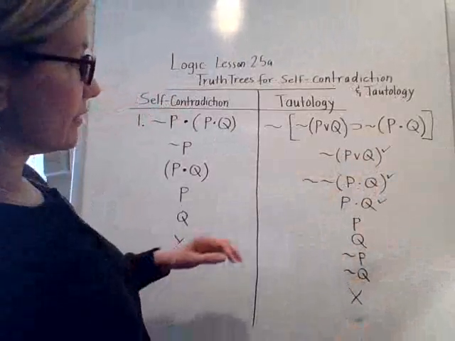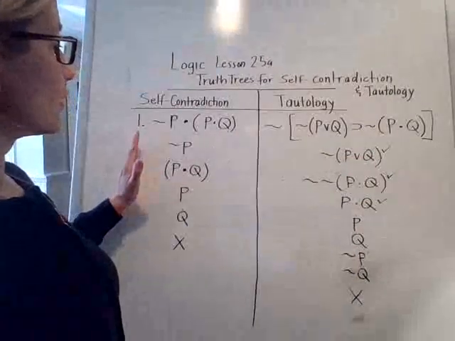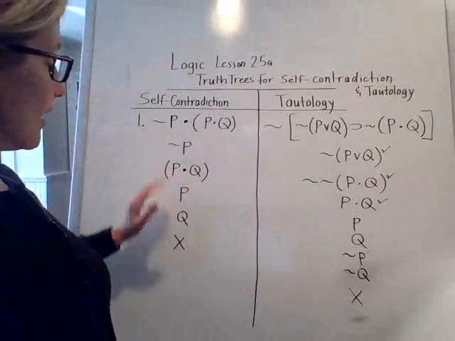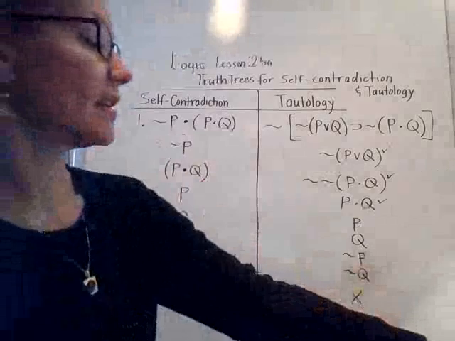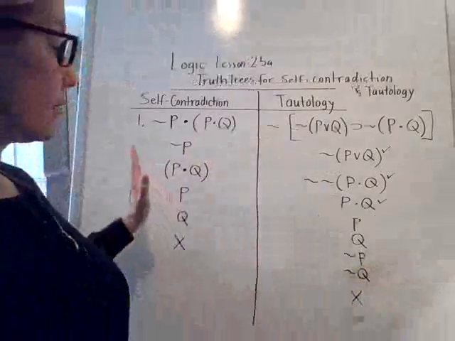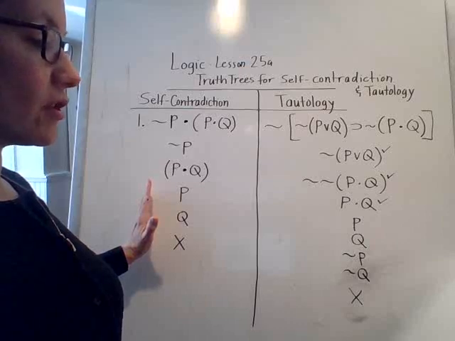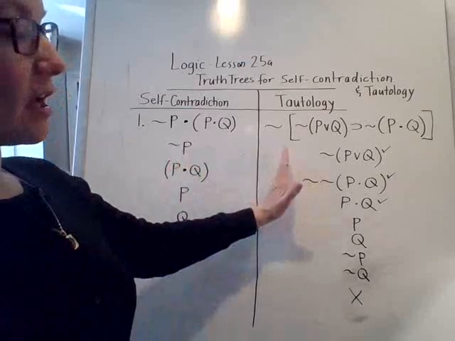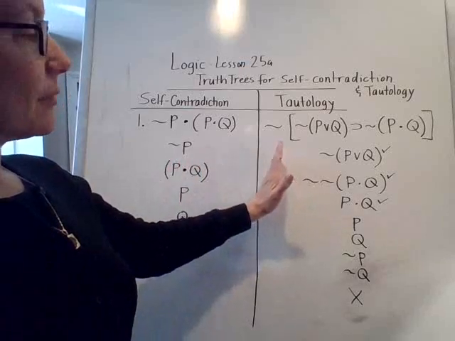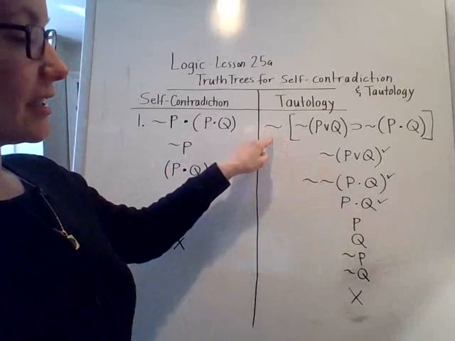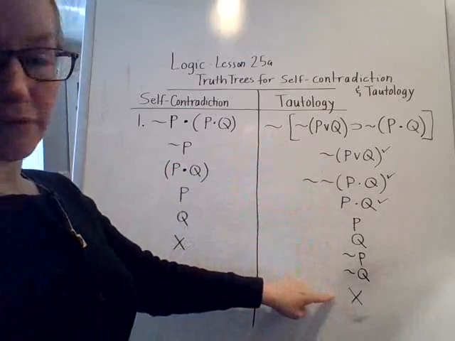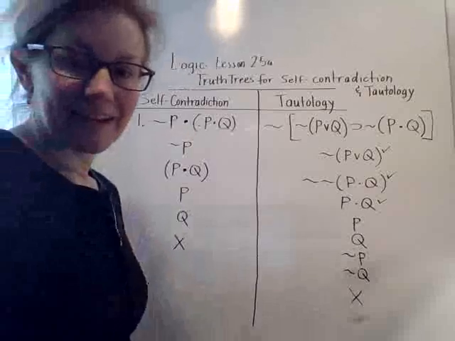All right, so just as a review, to check for self-contradiction, if it results in a completely closed branch, then you have self-contradiction. And for tautology, if the decomposition of its negation is a closed tree, then you have tautology. All right, have fun.